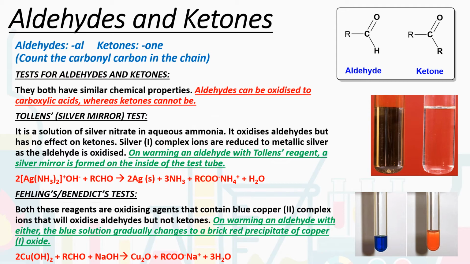So the key takeaway message is that you can use Tollens reagent, which for aldehydes will give you a silver mirror. For ketones, it'll be still a colourless solution, no change. If you use Fehling's or Benedict's solutions, you'll start off with a blue solution, and if it's an aldehyde, it will turn into a brick red precipitate. If it was a ketone, you'd stick with the blue solution.